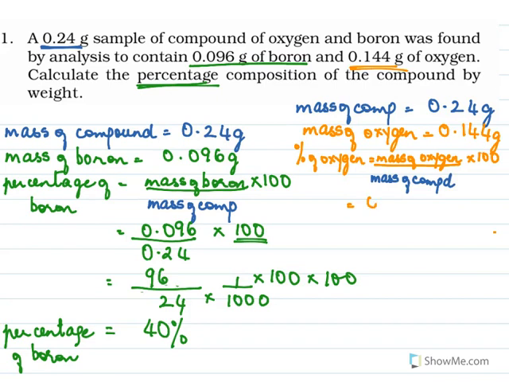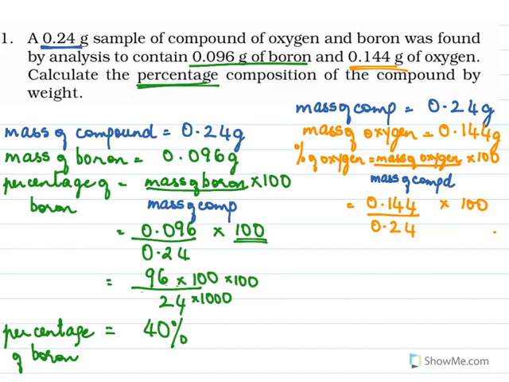So mass of oxygen is 0.144, mass of compound is 0.24, into 100. Here again you remove the decimal, so it is 144. You will put here 1000 because there are three decimals, and for 0.24, 24, you will put 100, into 100. And when you calculate this, the answer comes 60%. So percentage of oxygen is 60%.